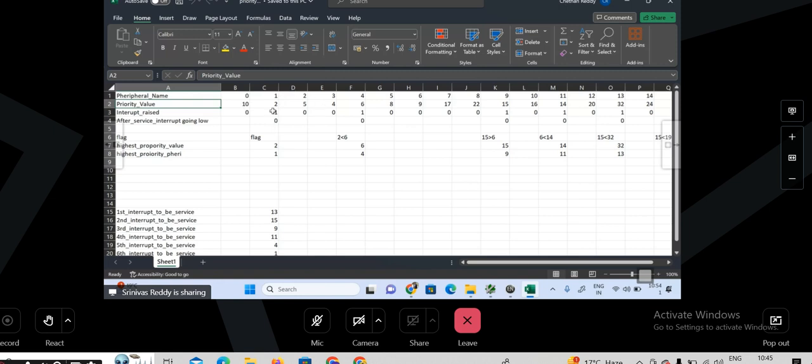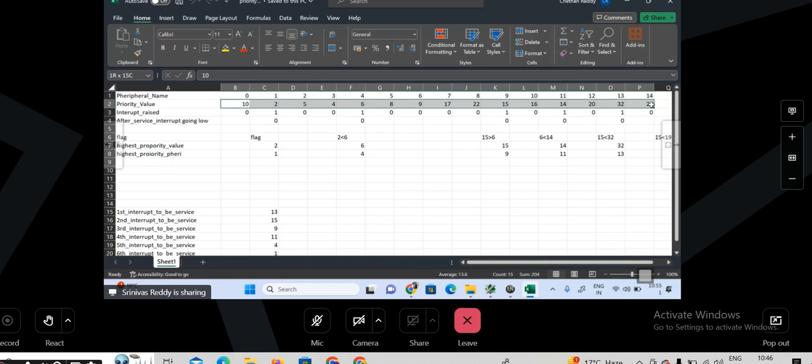Now I should concentrate on those that are raised. Now which one is the highest priority first? 13. What is the 13's priority value? 32. Now I should give the priority to this one, 13. Once I have done this, what am I making? 0. Making the flag 0. Did you understand?